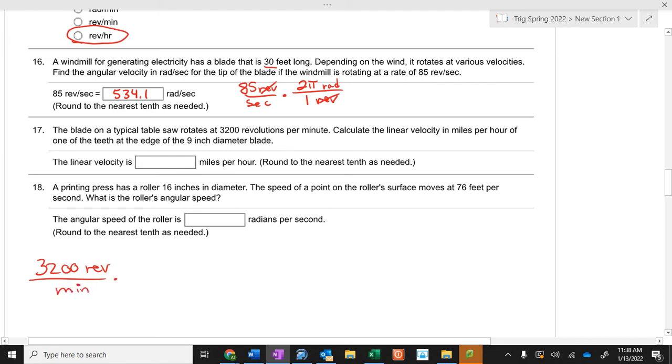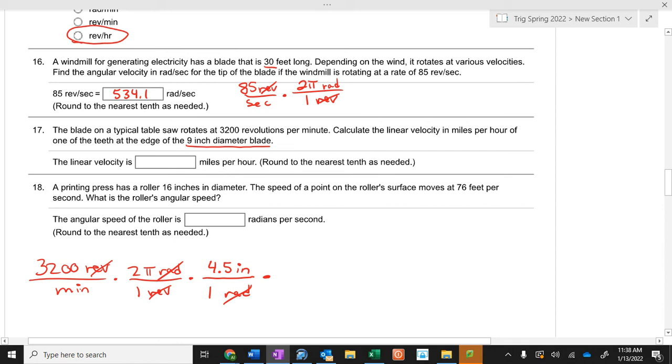Once we have revolutions per minute written down, where do we go? Multiply by 2 pi radians per 1 revolution. Revolutions cancel. Now I have radians per minute. I need to get it to miles per hour. How do I get rid of my radians? Multiply by the radius. So the radius is what? 4.5, because if it's a 9-inch diameter blade, the radius is 4.5 inches per 1 radian. The radians cancel.